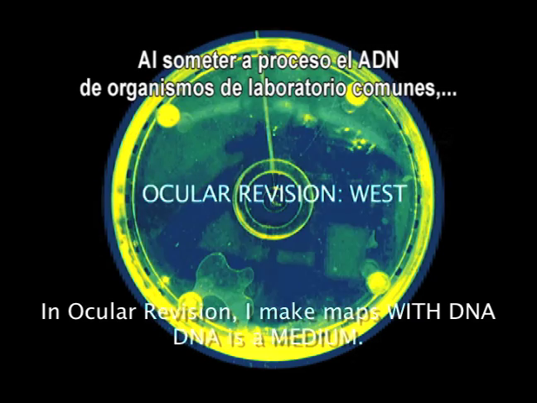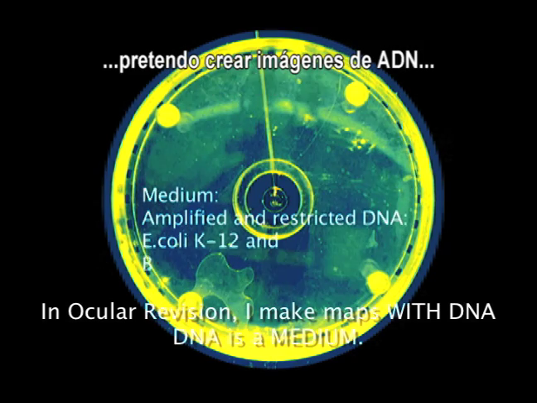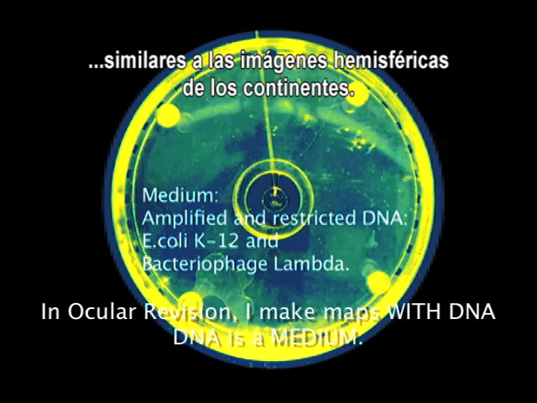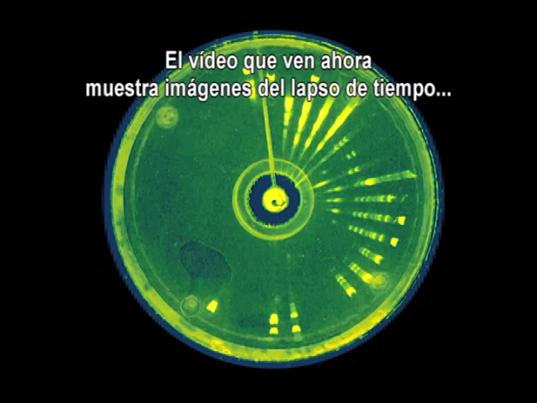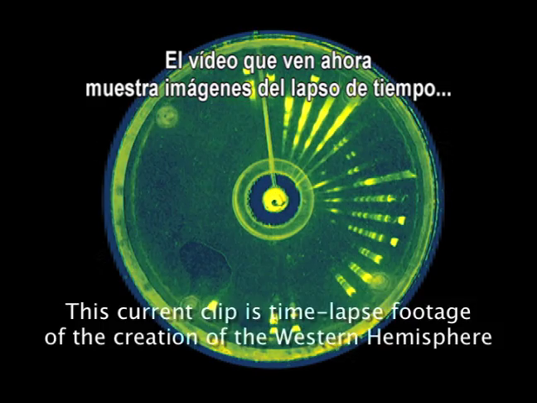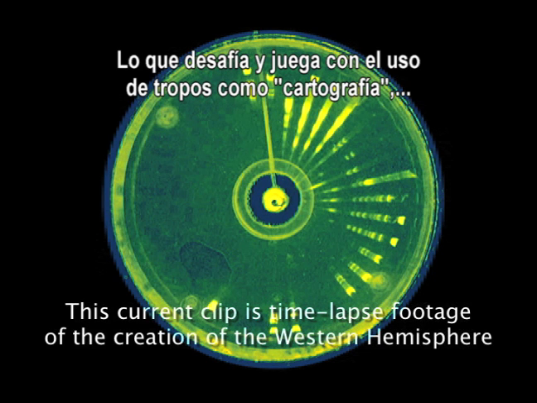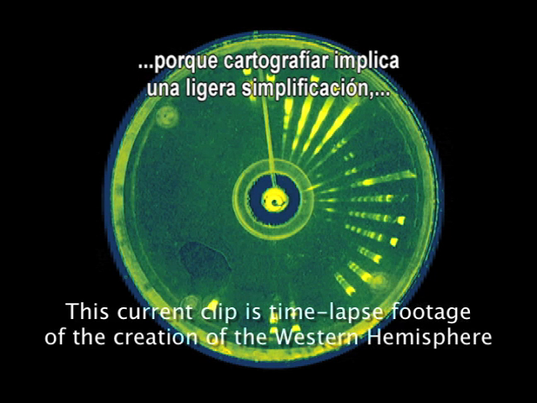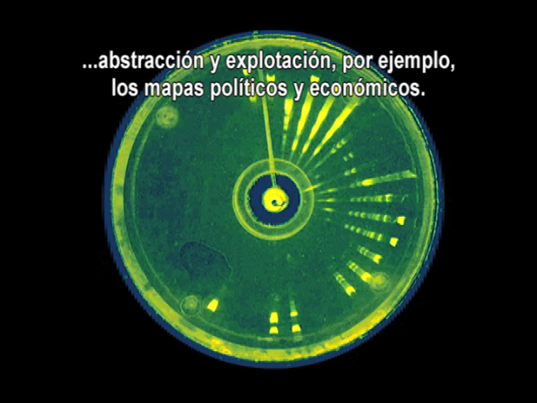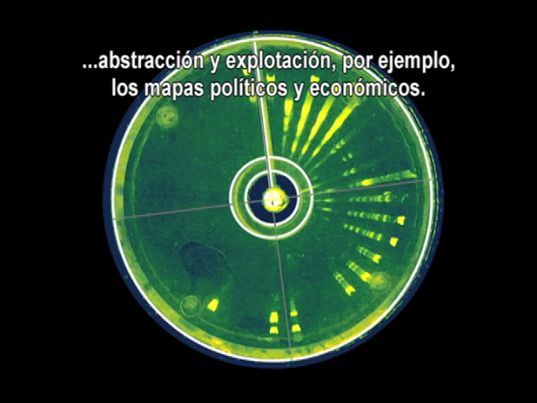By selectively processing DNA of common laboratory organisms, I seek to create DNA images resembling hemispheric images of the Earth's continents. The current video clip shows time-lapse footage of the creation of the Western Hemisphere, playfully challenging use of such a trope as mapping, because mapping implies distance, simplification, abstraction, and exploitation. For example, political and economic maps of the world.